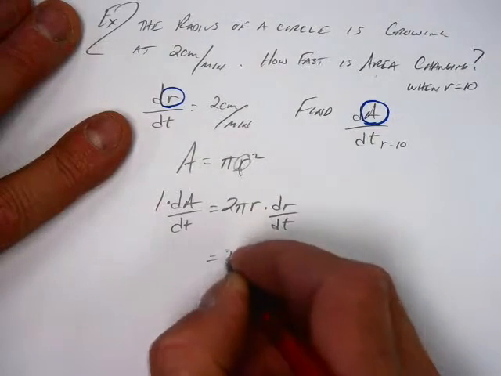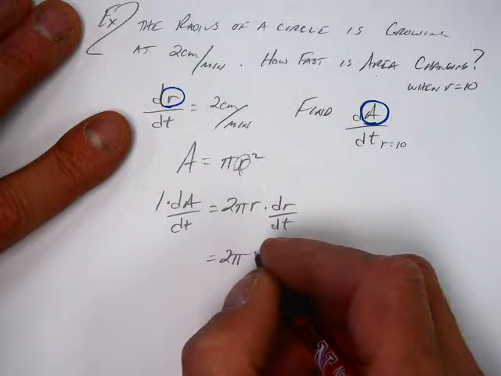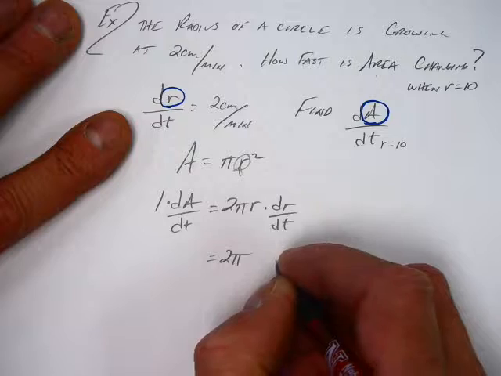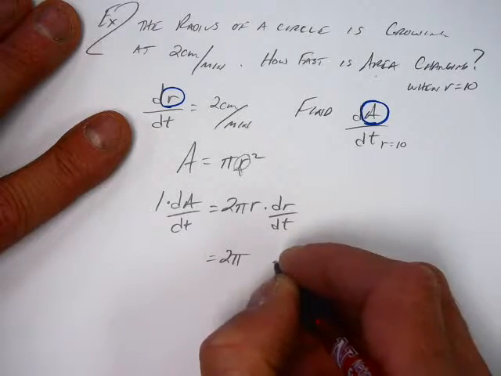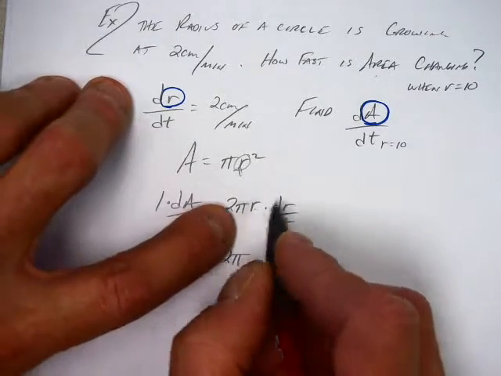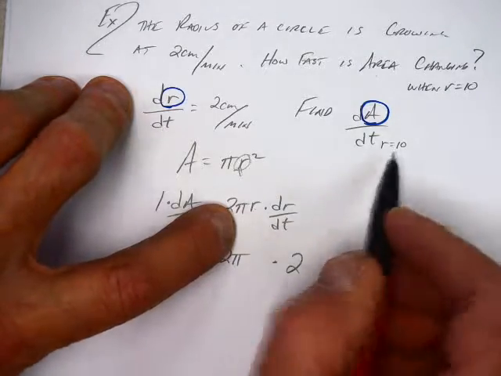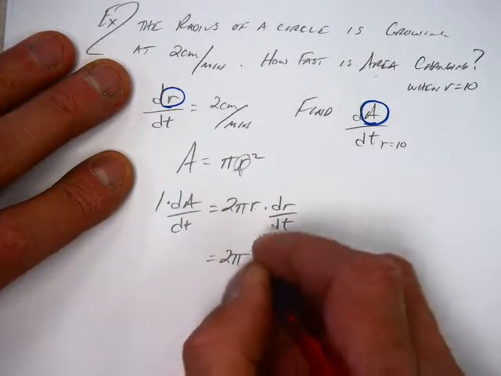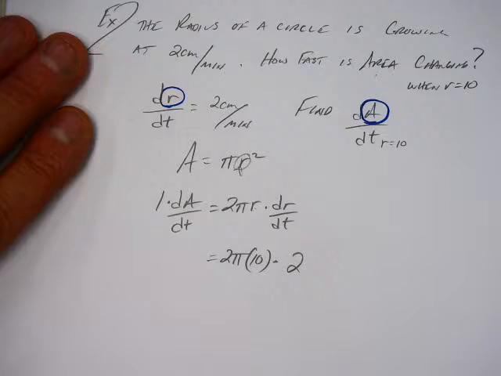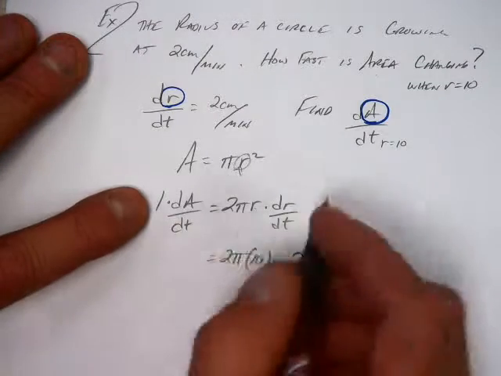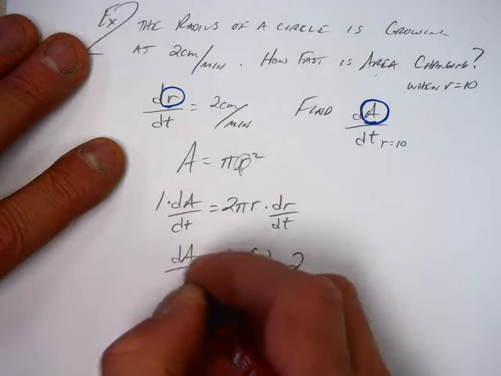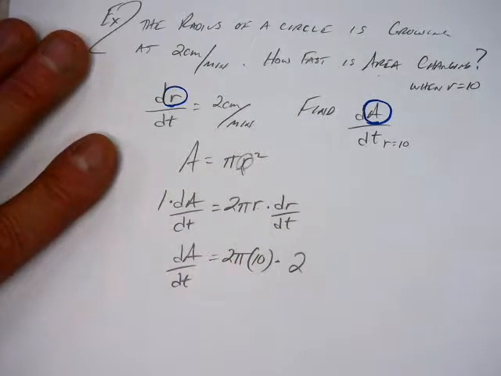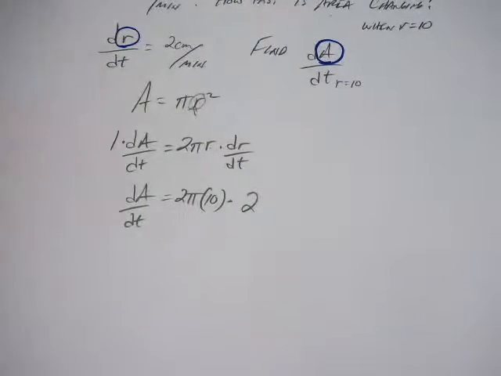My dr dt is 2. Okay? And my r, my actual value of r, is 10. And then that'd be equal to dA dt. That's what I'm trying to find. So that stays kind of a variable, if you will.